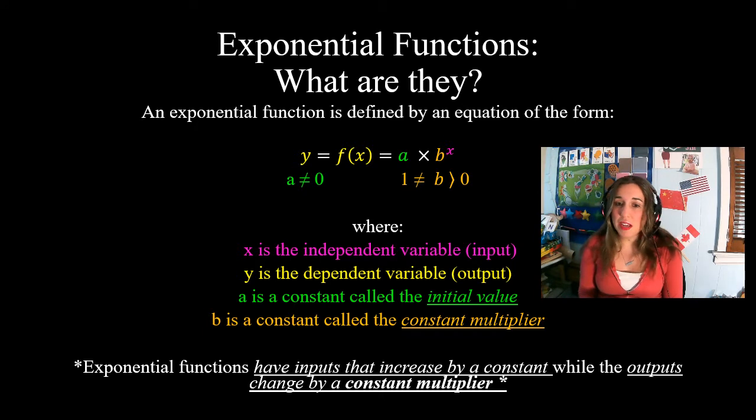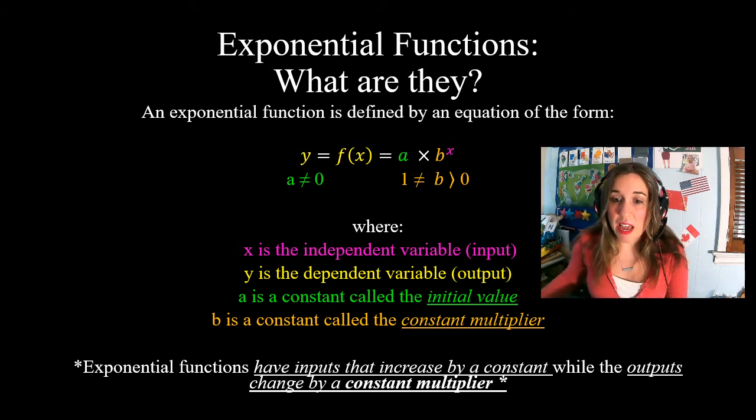We know that x is our independent variable, our input, and y or f of x is our dependent variable, our output. A is our constant, which we call the initial value, and as we said, that cannot equal 0. It would zero the entire function out, right? Anything times 0 equals 0. And b is a constant called the constant multiplier, where it cannot equal 1 and it cannot be negative.